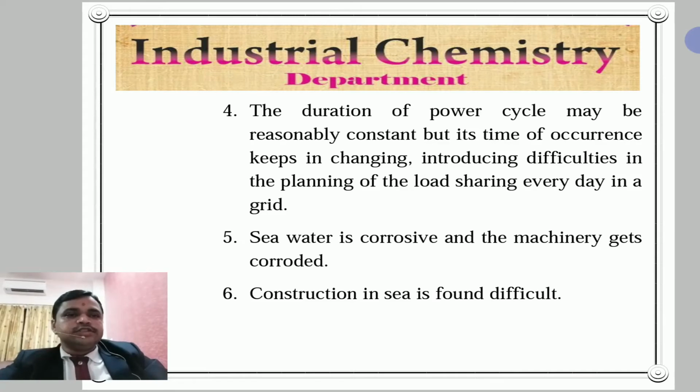Number 6, construction in the sea is found difficult. We discussed both types of tidal power plant, double basin and single basin. We create a dam so that ocean water at high tide and low tide fills up the basin. But construction is very difficult due to quicksand and water, which damage the barrage or dam. So construction in the sea is very difficult and also very costly.